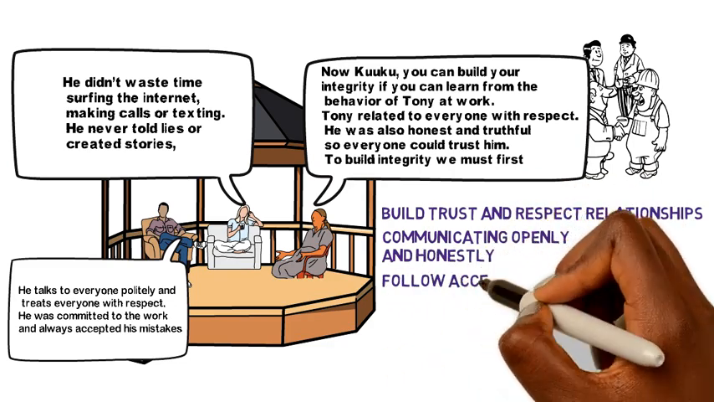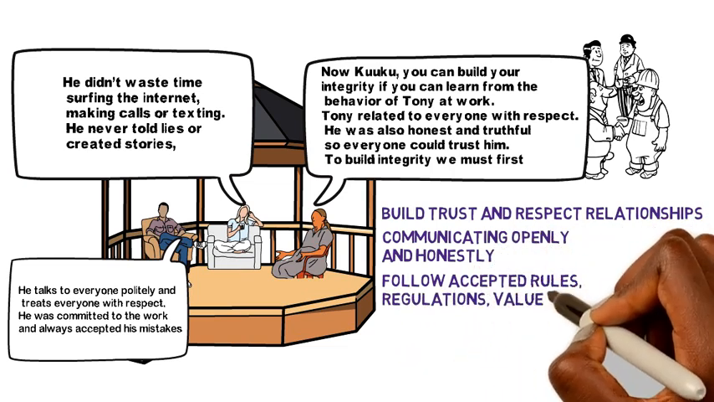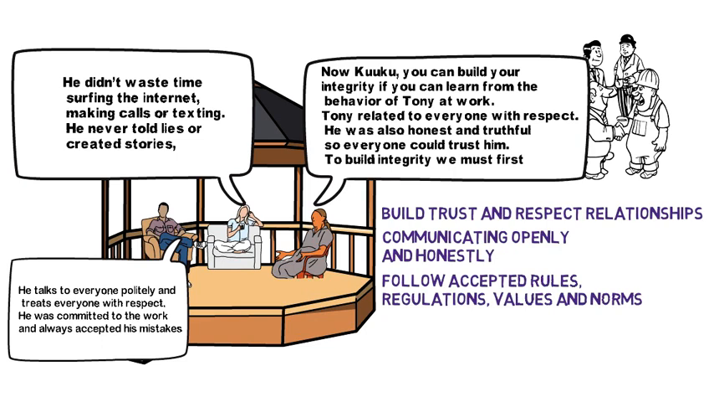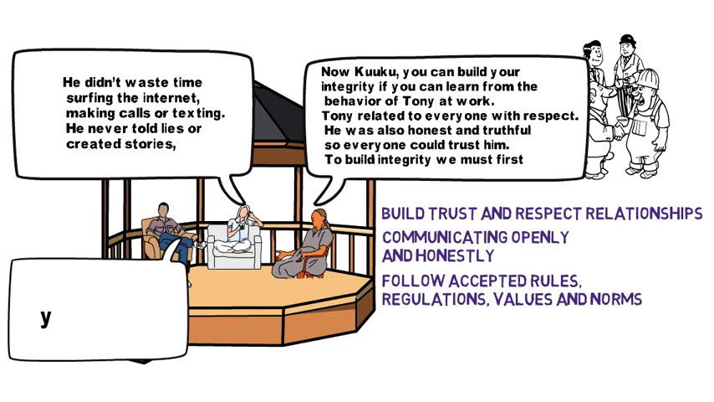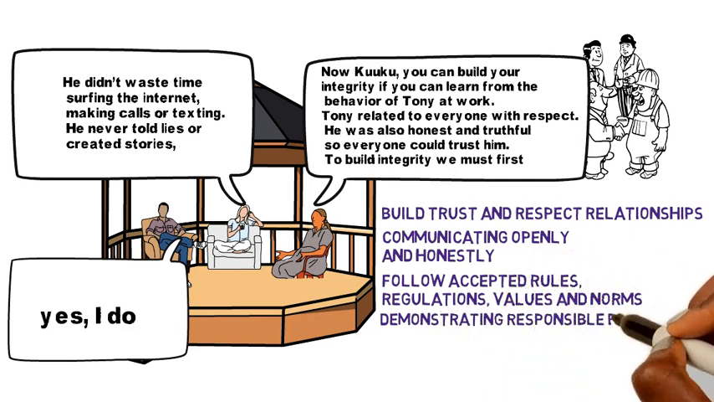You must also follow accepted rules, regulations, values, and norms. Tony was always following the rules at work, such as going to work on time and using the right procedures. Do you understand what I mean? Yes, I do. Very good. Another way of building integrity is by demonstrating responsible behavior. Tony never used the factory materials or equipment for personal use. That shows he was responsible at work.